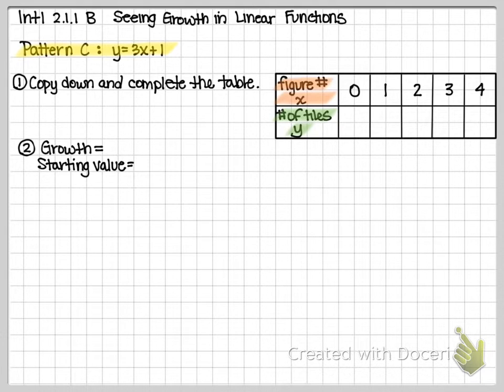What we want to do is take that equation of Y is equal to 3x plus 1, and figure out what the Y values are for specific X's. So if somebody says, okay, you've got figure number 5, then I'm going to say, okay, I have this many tiles in figure number 5. I should be able to figure that out based off of this equation. So we're going to take our equation. I'm going to do my work right underneath the table. I'm going to write down the equation, which was given to me as Y is equal to 3x plus 1.